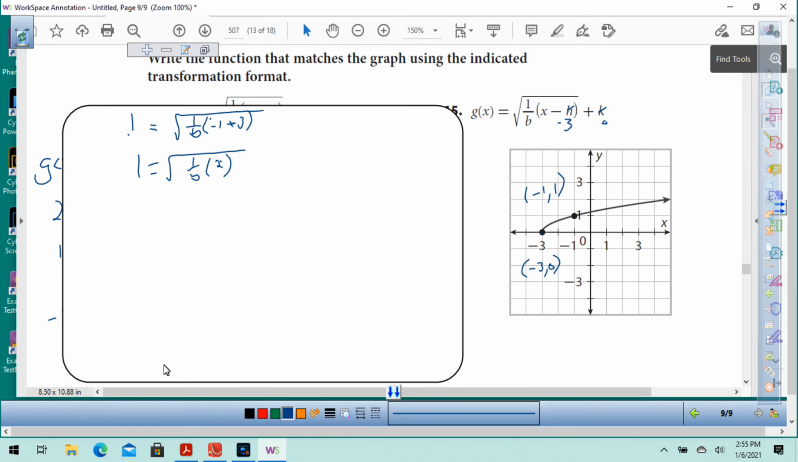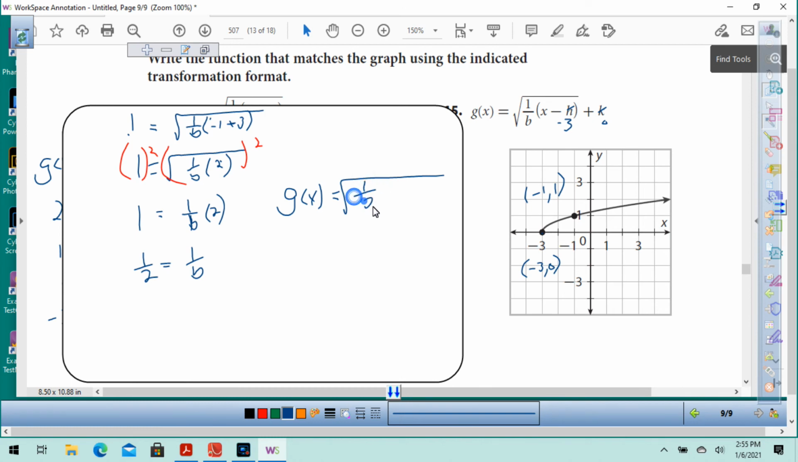All right, square both sides, and I'll just show it. I didn't show it last time. Let me show it this time. Square both sides. And we've got 1 equals 1 over b times 2. Divide both sides by 2, and we got 1/2 equals 1 over b. All right, now we've got it. So we have our equation. g of x equals the square root of 1/2 times x plus 3. And we don't have to worry about the k because the k is 0. I guess you could write 0, but you don't necessarily have to.